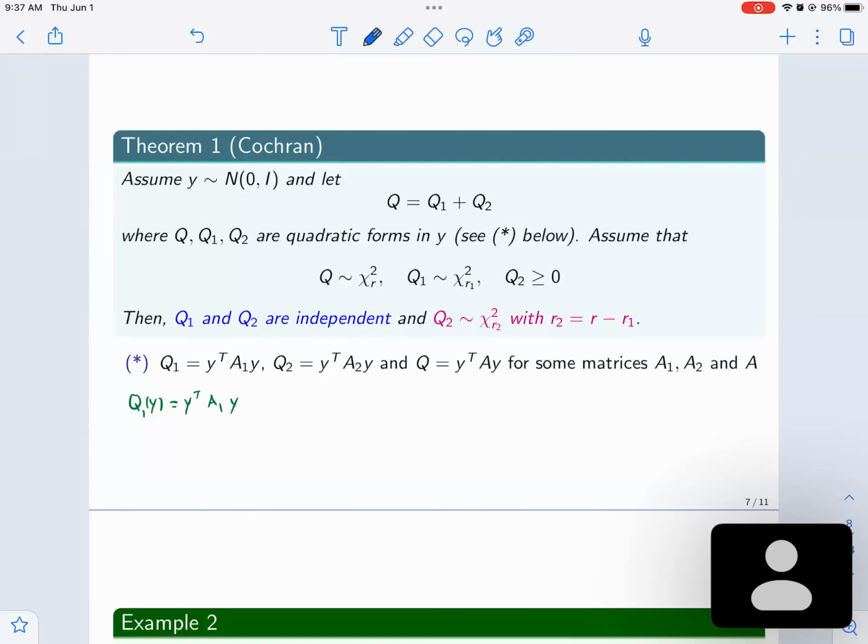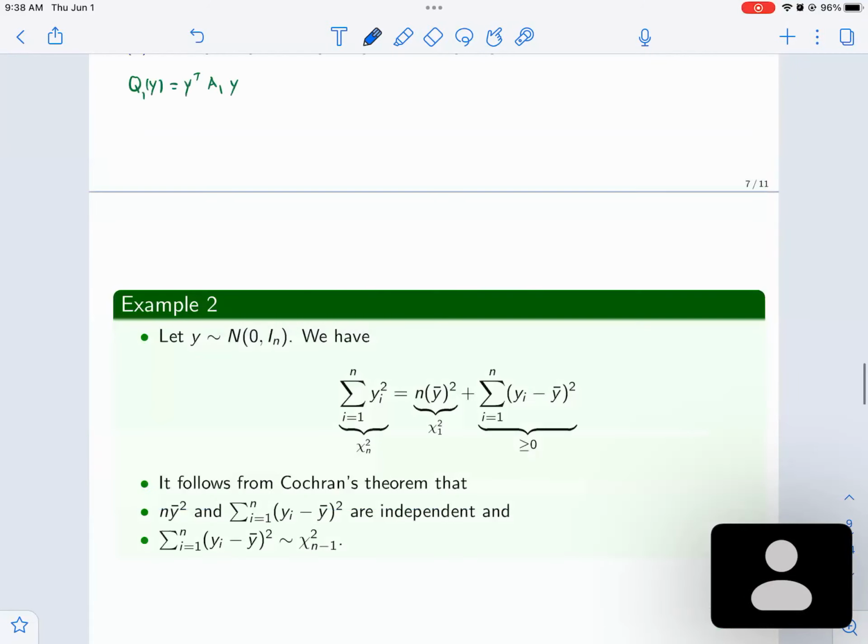Yeah. So then the components would be independent, and the second component would have a chi-square distribution with degrees of freedom being R minus R1. The difference. So what remains to get it? R1 plus something should be R, and so that gives you the dimension or the degrees of freedom of Q2. So R2 would be R minus R1.